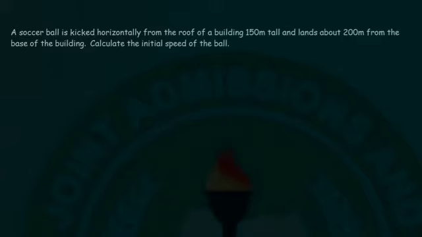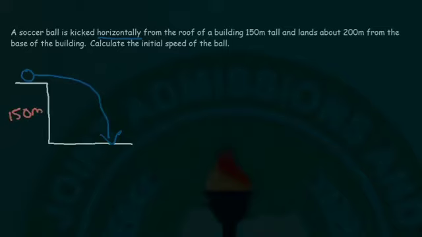So we have another building. Here's the ground level. And the key word is horizontally, so we know the picture looks like this. That's one of the first types of horizontal projectile motion problems that you're going to see. The building is 150 meters tall. So we know the height is 150.